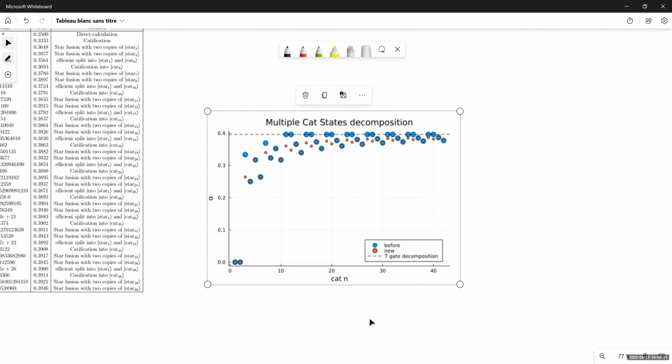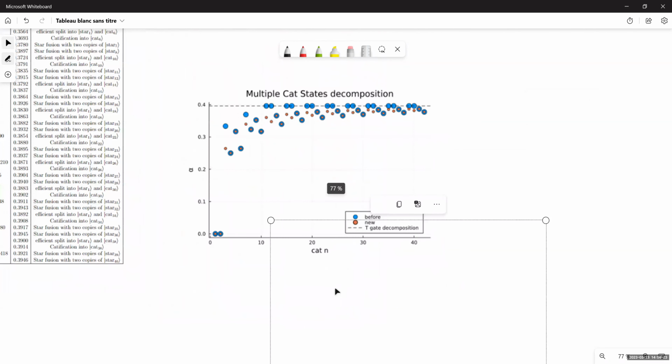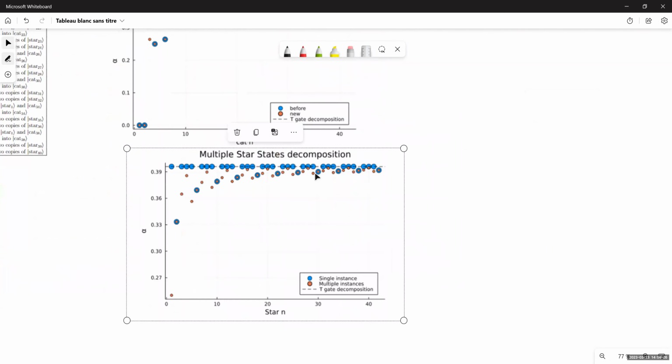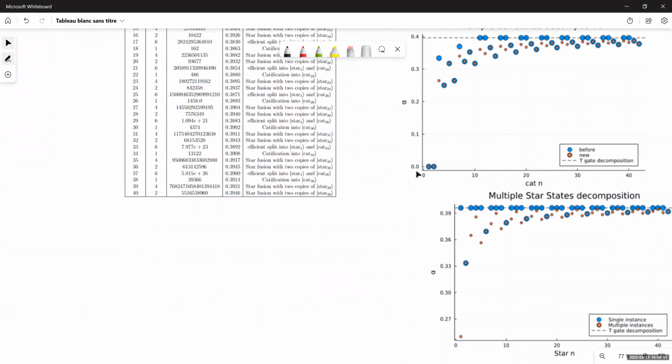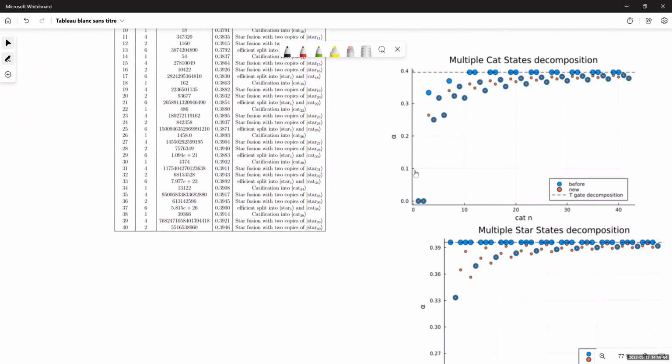So for the star state, it looks like this, and it also converged quite quickly. It converged okay fast to 396. So as of now, we don't have an argument for better alpha than 396, but in practice, we can always use those better decompositions, and if we have small cats and stars, then it works a lot better than not considering those.